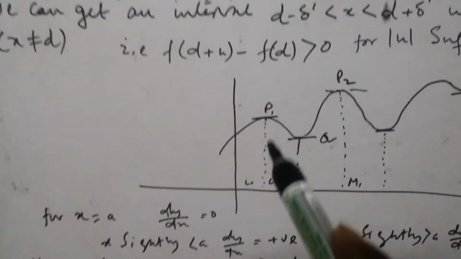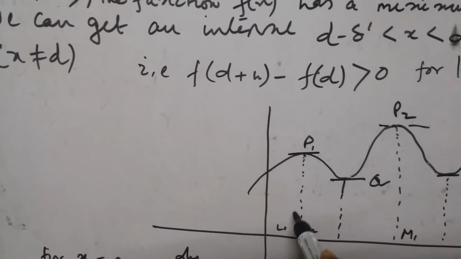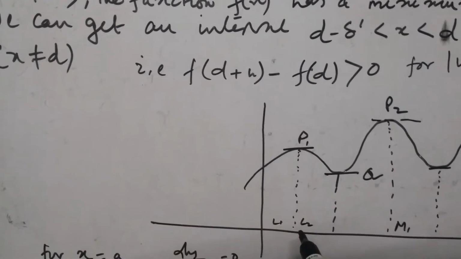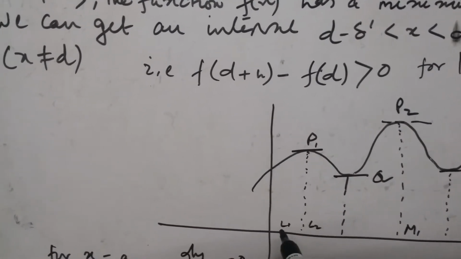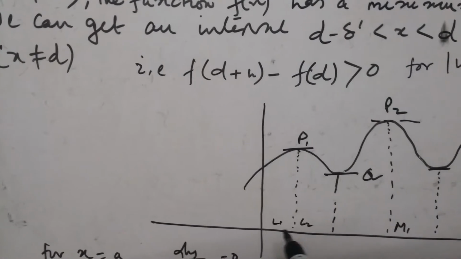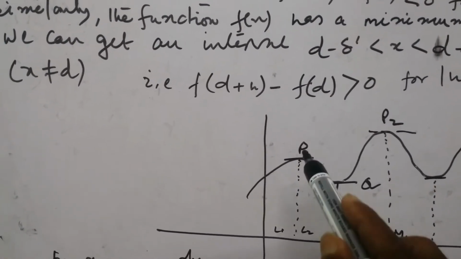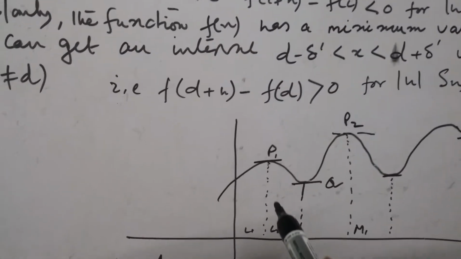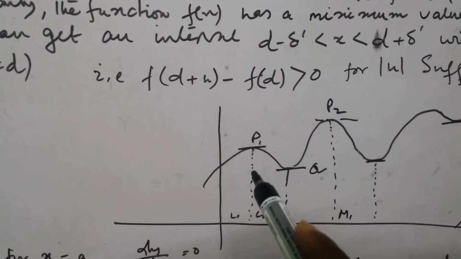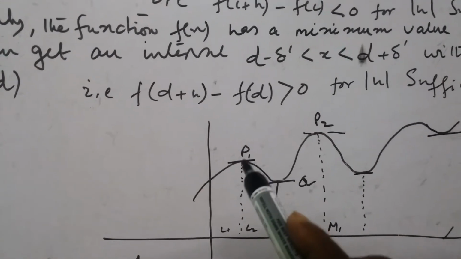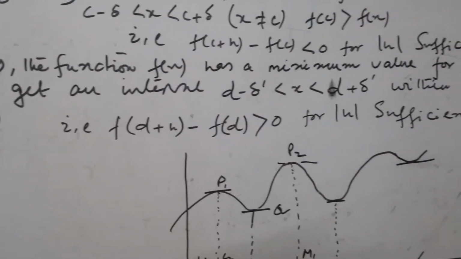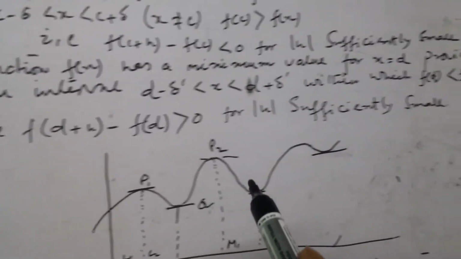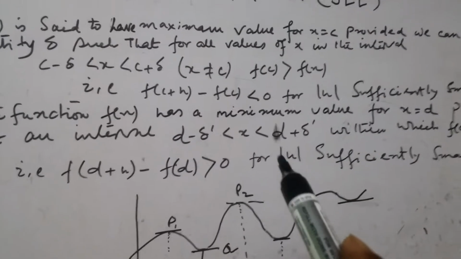It means here if you consider, f(c) is always greater than f(x) between c plus delta and c minus delta. In this distance f(x) is always less than f(c). Then you say that the point P1 is a maximum point. Okay, f(x) has a maximum value for that.